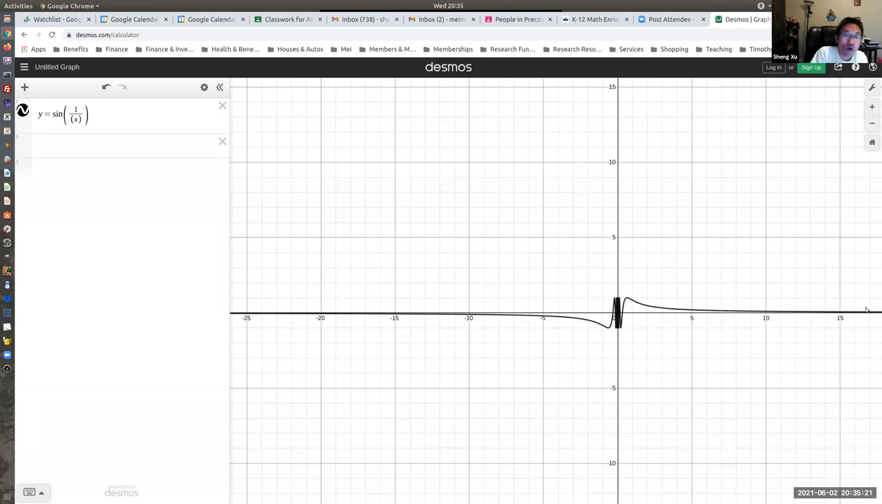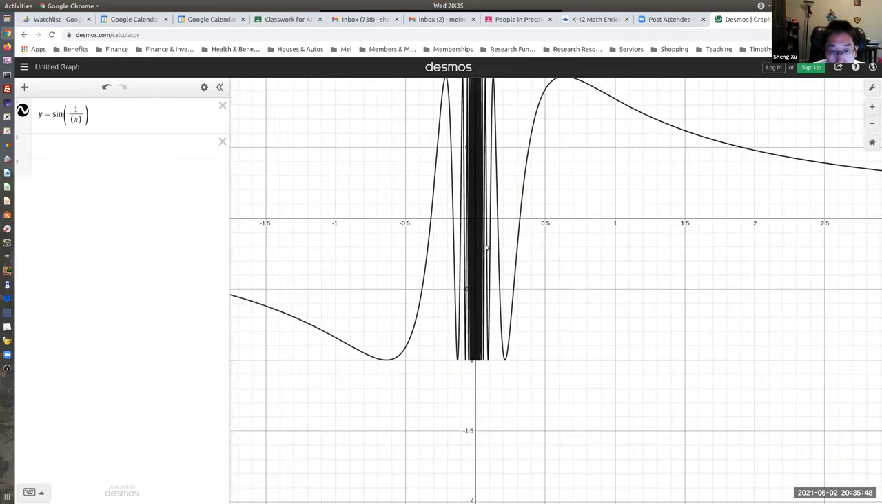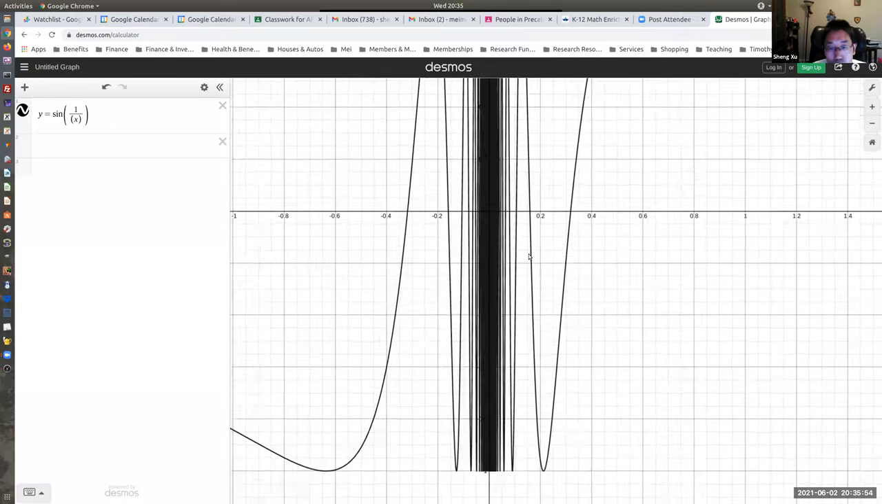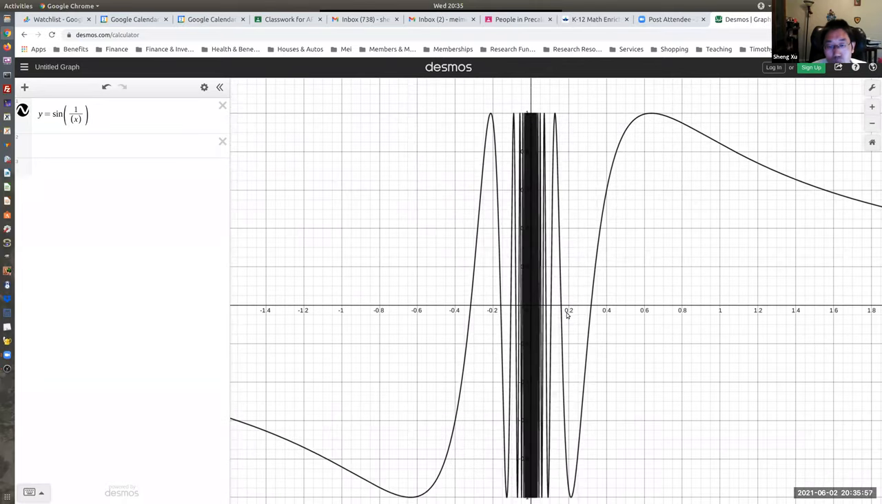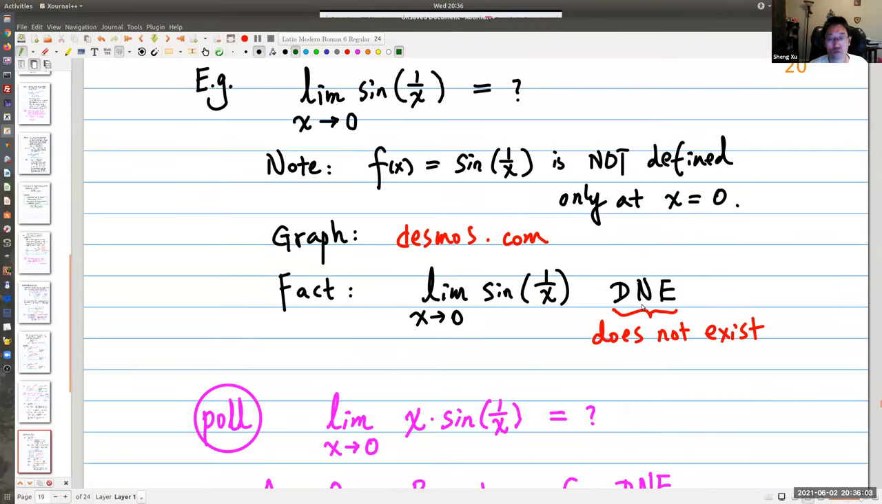But when x is getting smaller and smaller toward zero, for example, when x is equal to 0.01, 1 over 0.01 is 100. When x is 0.02, it's 50. So the argument of sine changes very dramatically, and you see that very rapid oscillation when x is small. So what do you think? Do you think the limit exists? The limit in this case does not exist.